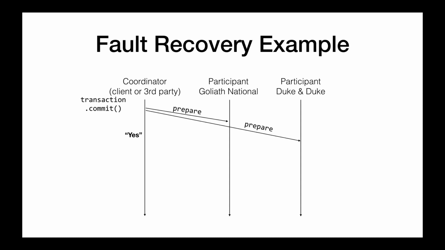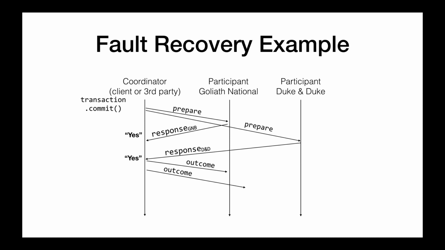Let's see another one. So we send out our prepare messages and we get back both of our response messages. So we saw what happens if the prepare messages get lost. We saw what happens if the response messages get lost. What happens if the outcome message gets lost? So we have that final outcome going to those Duke and Duke guys, and then that message gets lost in delivery.